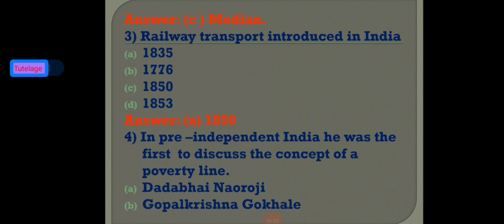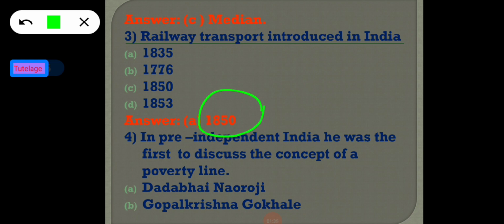Third question: railway transport was introduced in India in which year? 1835, 1776, 1850 and 1853. So the correct answer is 1850. Okay, now going to the fourth question. In pre-independent India, who was the first to discuss the concept of a poverty line? We are all familiar with the word poverty line. So who was the first to discuss the concept of the poverty line? Dadabhai Naoroji was the first one who discussed the concept of the poverty line. So now going to the fifth question.